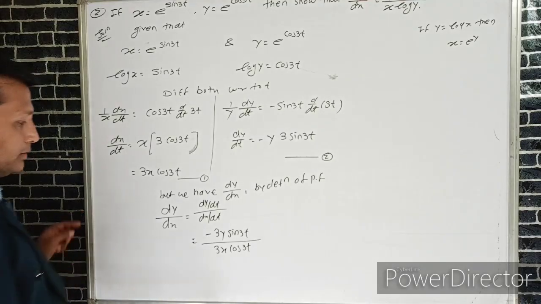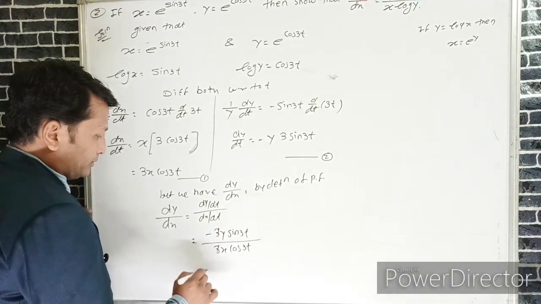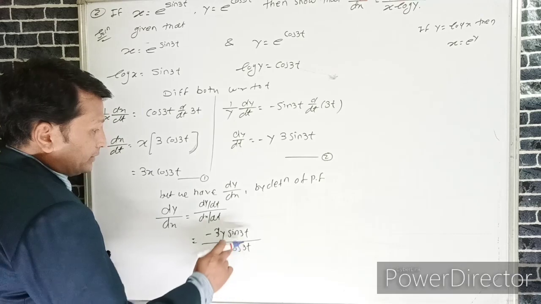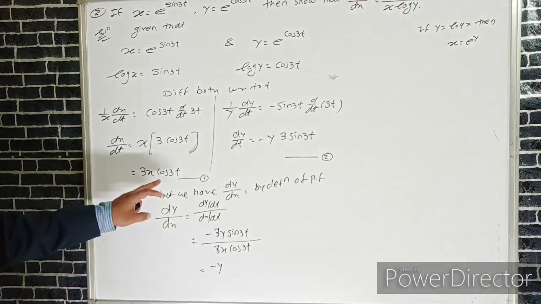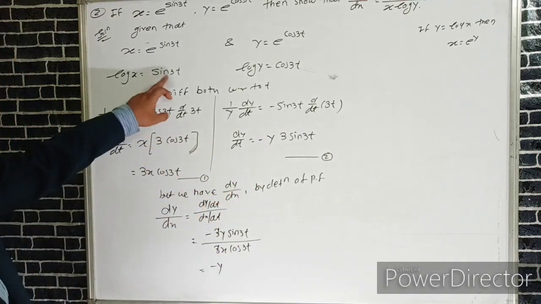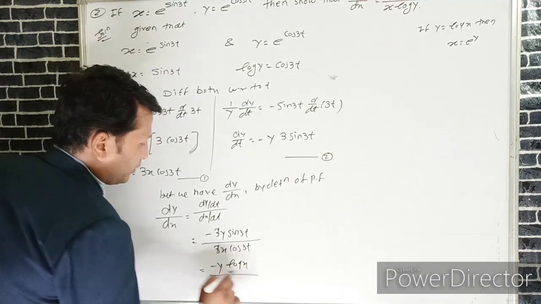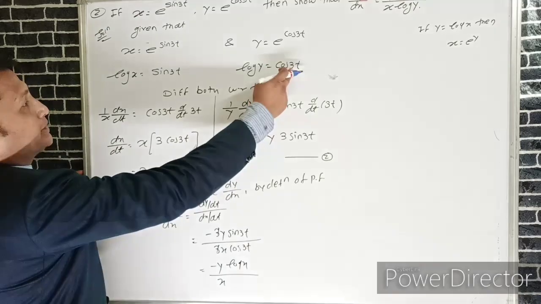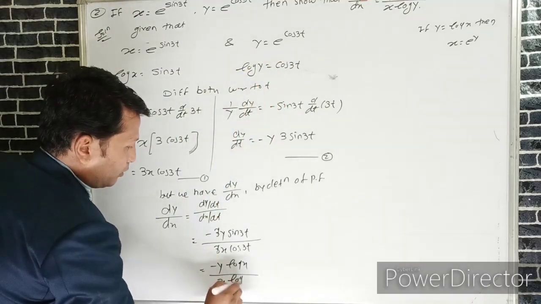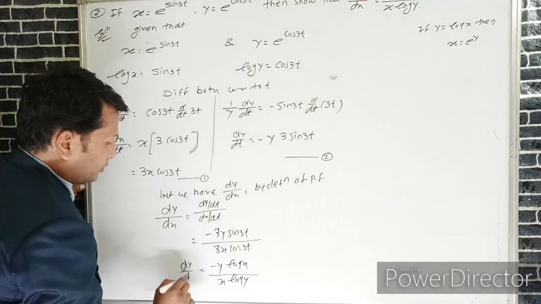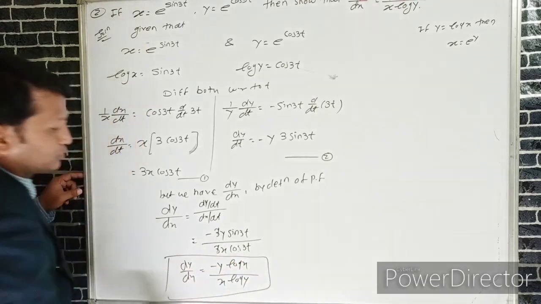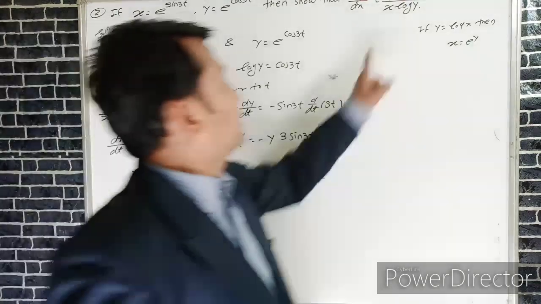Here 3 cancels, minus y. The value of sin 3t is log x. We can write it as minus y log x upon x into the value of cos 3t, which is log y, which is the required proof. dy upon dx is equal to minus y log x upon x log y.